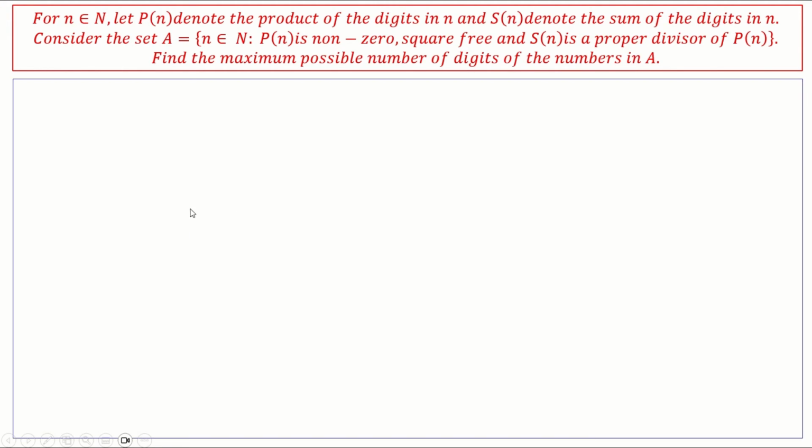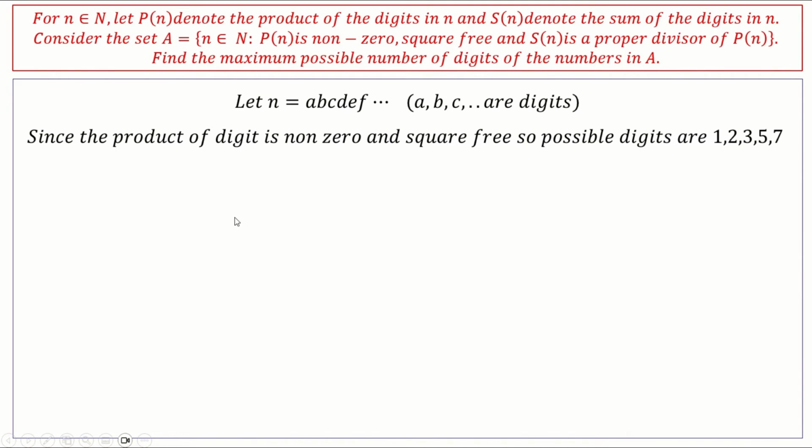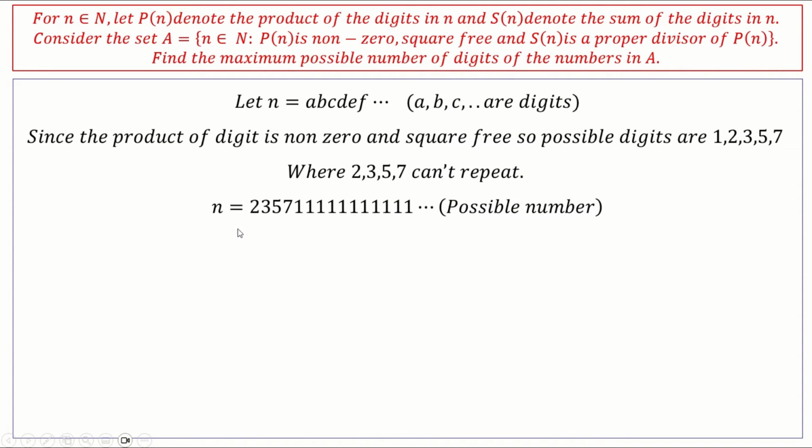To understand the question, basically n is formed from digits A, B, C, D, E, F. These are all digits, and it says the product is square free. That means you cannot have a 4, you cannot have 9. Basically 6 also is not possible, because 6 is a product of 2 into 3, so 2 and 3 are already part of it. You cannot take 2, 3 and 6 together, right? It will become squares. Now you cannot repeat 2, 3, 5, 7, because if you repeat, they will become squares again. So the number you can form is obviously 2, 3, 5, 7 and all ones. This is the only possibility, because in this way no squares are formed.